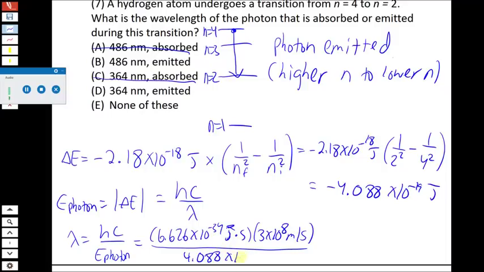So if the energy of the photon is 4.088 times 10 to the minus 19 joules, the wavelength that we get is 4.86 times 10 to the minus 7 meters. So the initial number we calculate from this would always be in the SI unit, which is meters. Answers are typically given in nanometers, so we're going to multiply this times 10 to the 9th to get 486 nanometers. Okay, so that's going to be choice B, 486 nanometers, which is emitted in this case.